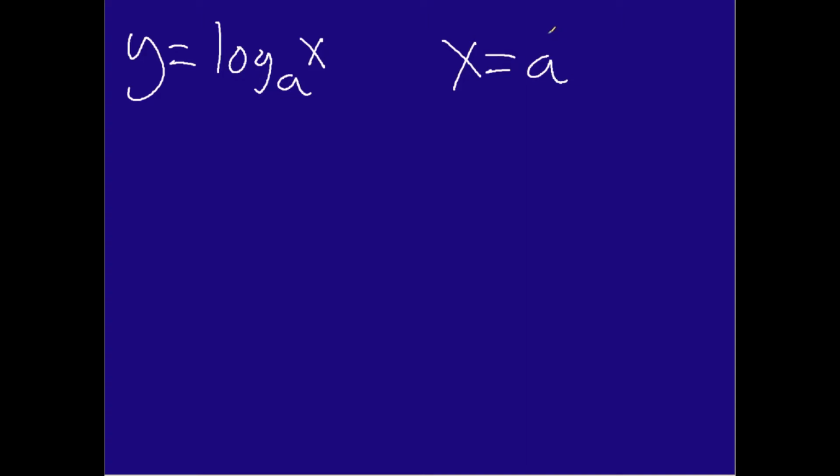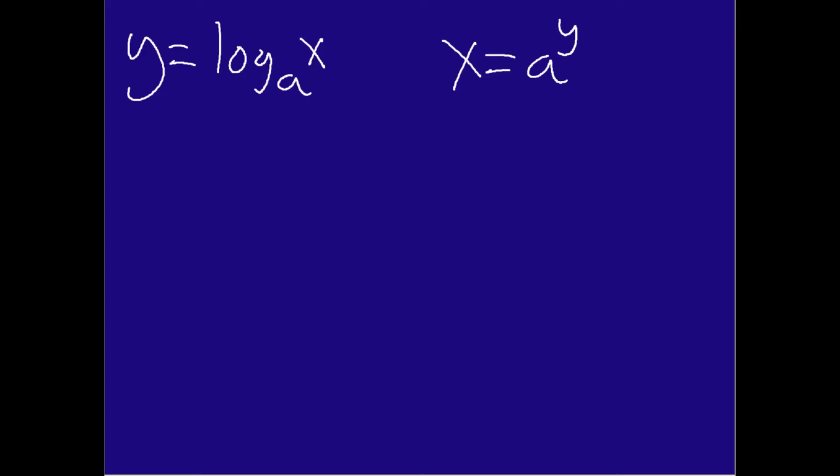So when you have logarithmic form, you often have the following. You have y equals log, whatever the base is, that's going to be a in our example, and then the x right here. That is very, very common, and this is logarithmic form. Now, exponential form is when you have your x, and then you have your base a, and then you have your exponent y. This is how it works.